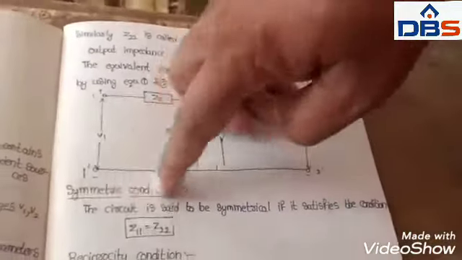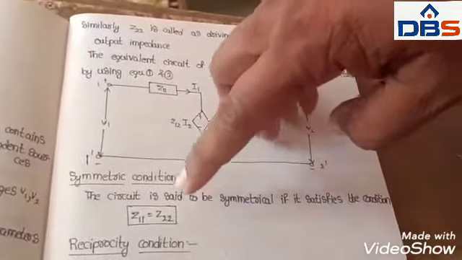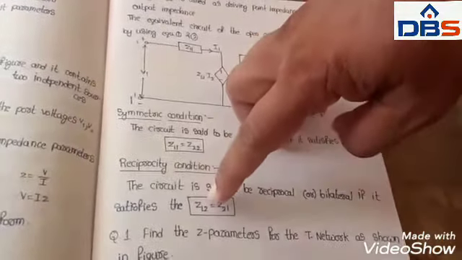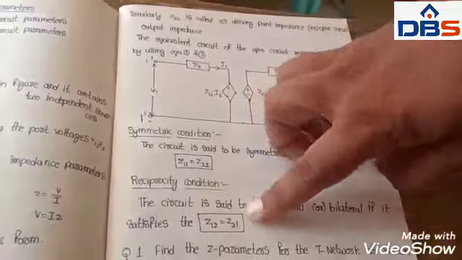What is the symmetric condition? This is most important for 2 marks. The symmetric condition for Z parameters is Z11 is equal to Z22, and the reciprocity condition is Z12 equal to Z21.